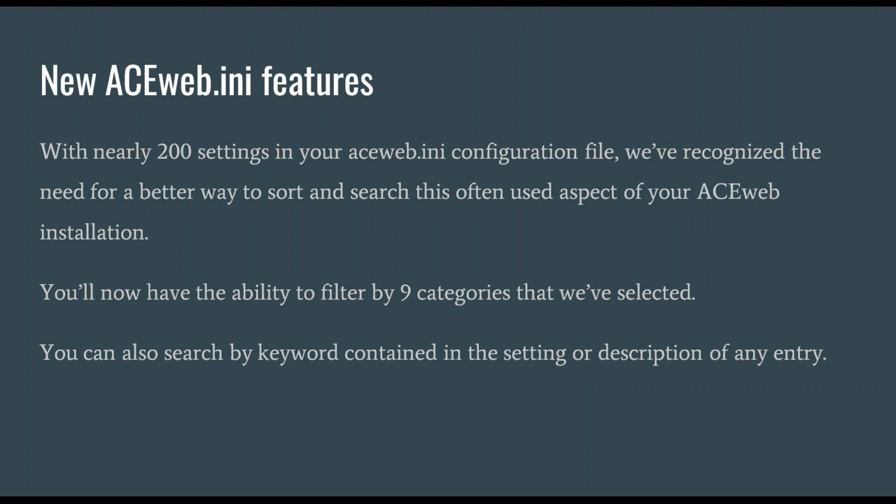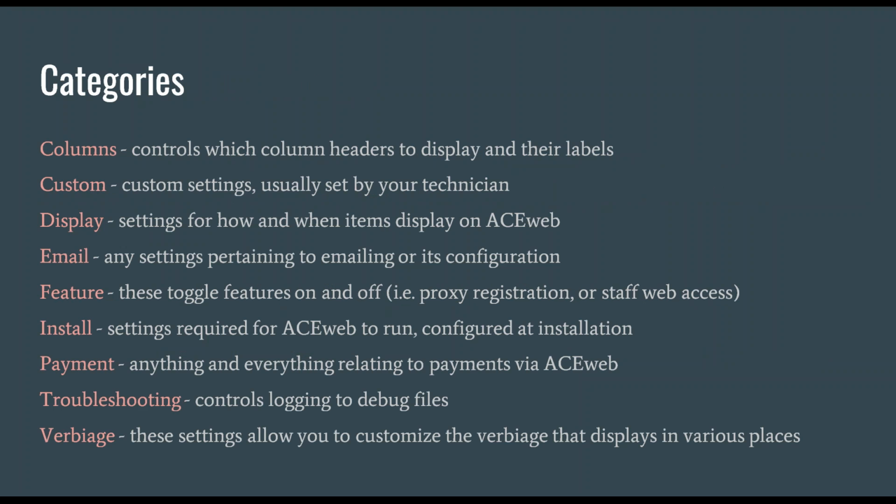But let's take a look at the categories that we have narrowed these down to. So here's our 9 categories. We've got columns. Now this is the one that controls the column headers and their labels. These are settings such as schedule fields or roster fields.